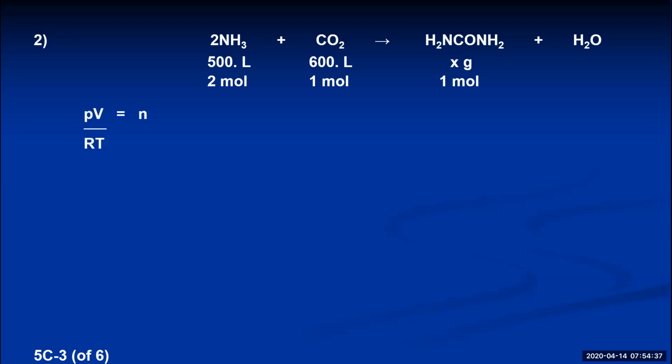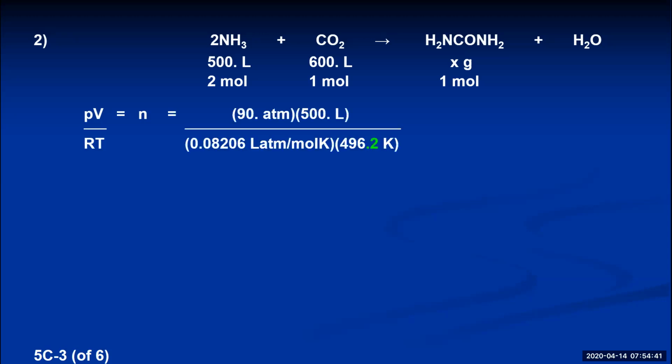So to calculate the moles of ammonia, I will use the ideal gas law equation. The given pressure was 90 atmospheres. The volume was 500 liters. We'll use the universal gas constant, and the temperature, 223 degrees Celsius, switched to Kelvin, 496 with a guard digit 0.2 Kelvin. Atmospheres, liters, and Kelvin cancel out.